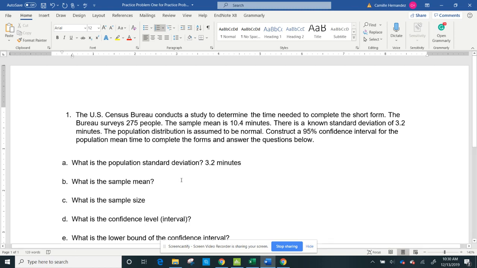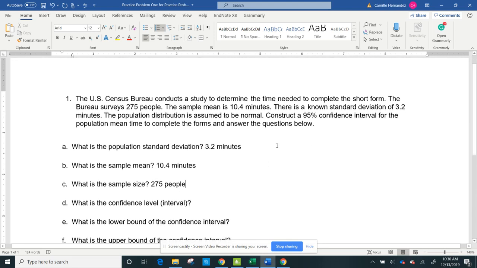What is the sample mean? It gives me the sample mean here of 10.4 minutes. And it asks, what is the sample size? Well, I know they surveyed 275 people, so that's my answer. What is the confidence level or the interval I'm trying to create? 95%. And again, I'm just given that in the problem. So I have the 4 items I need to solve this problem.